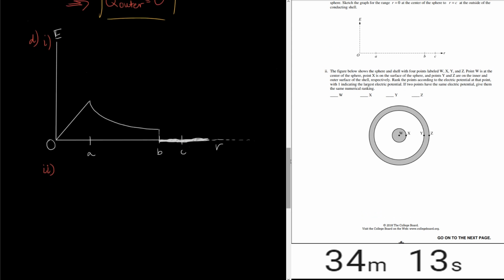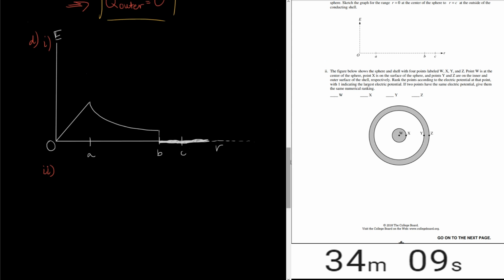Point X is on the surface of the sphere. Points Y and Z are on the inner and outer surfaces of the shell. And W is the center. Rank the points according to the electric potential at that point, with 1 indicating the largest. And if they have the same, give them the same numerical ranking. Cool. So let's get W, X, Y, Z.